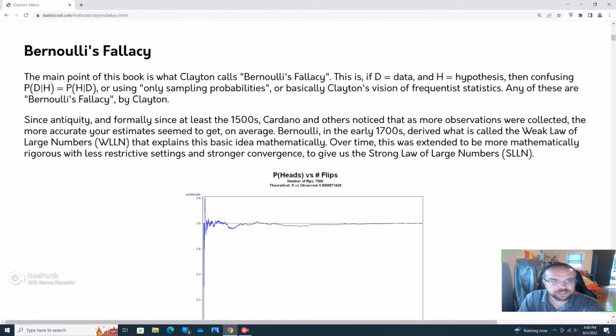So this book is essentially about what Clayton calls Bernoulli's fallacy. It relies on the transposed conditional: if D is data and H is a hypothesis, then confusing the probability of data given the hypothesis with the probability of the hypothesis given the data, or using only sampling probabilities, could be called Bernoulli's fallacy. I would actually call Bernoulli's fallacy just what Clayton's vision of frequentist statistics is, personally. So any of those things could be Bernoulli's fallacy.